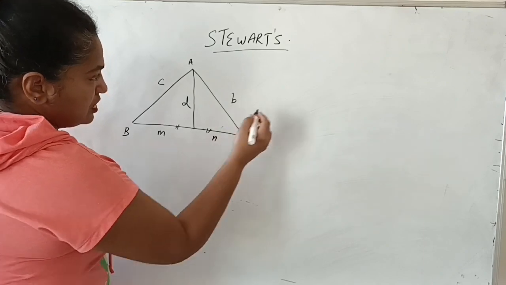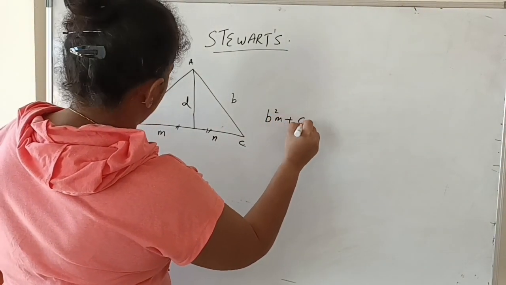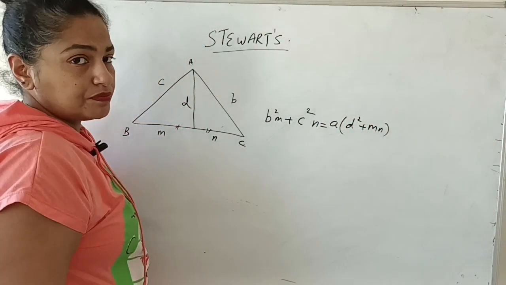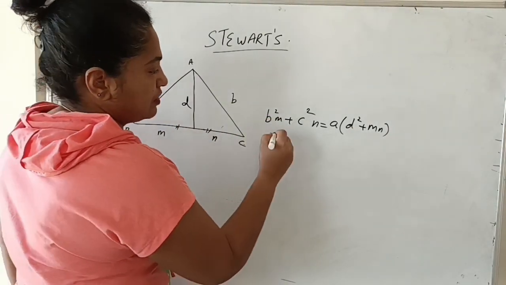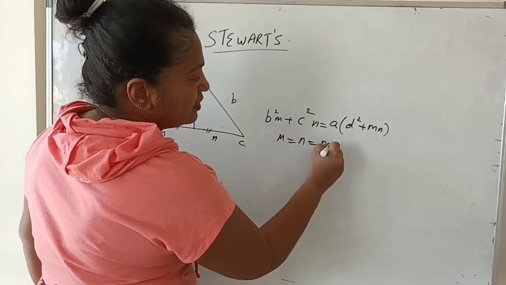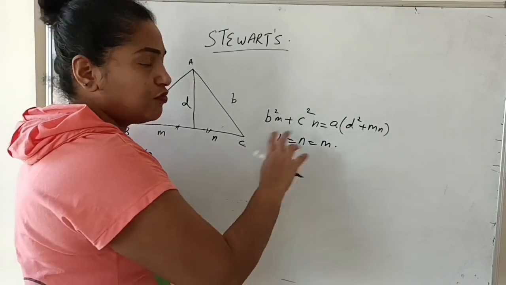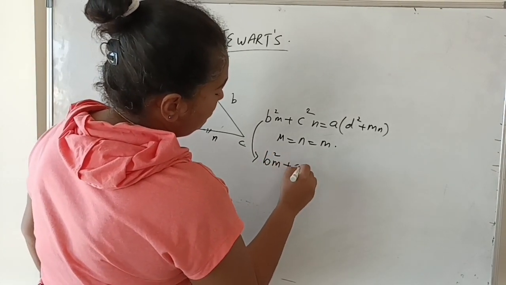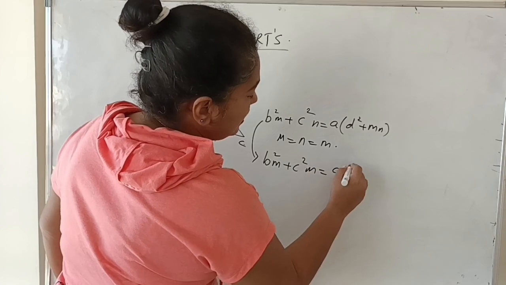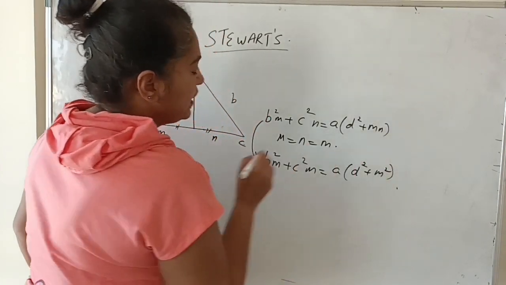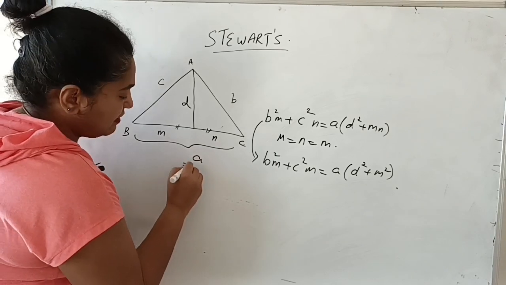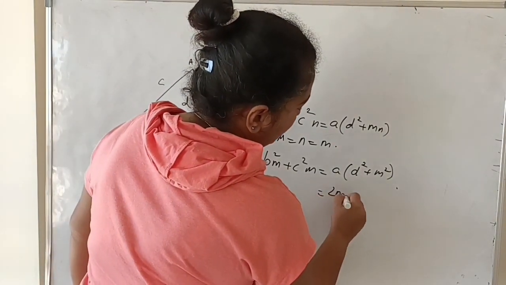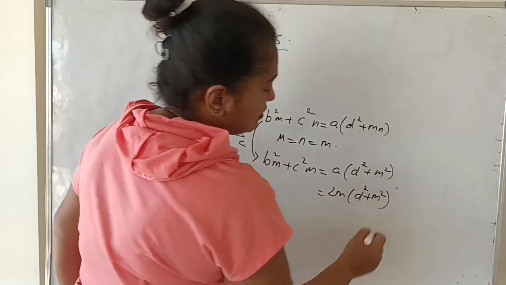So what was my Stewart's theorem? My Stewart's theorem was b square M plus c square N is equal to A into (D square plus M into N). Correct. So M is equal to N over here. So let us take it as M itself. You can take it as N itself; one value you take. So I am taking it as M itself. So this equation becomes b square M plus c square M is equal to A into (D square plus M square). Now you know that this A is actually M plus N. When N and M are equal, this becomes 2M. So this is 2M into (D square plus M square).